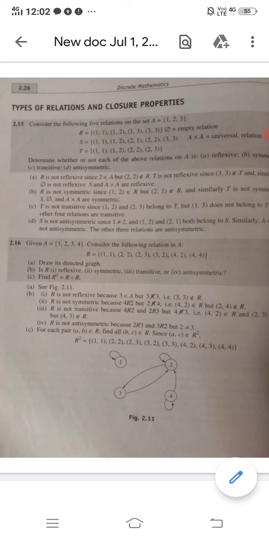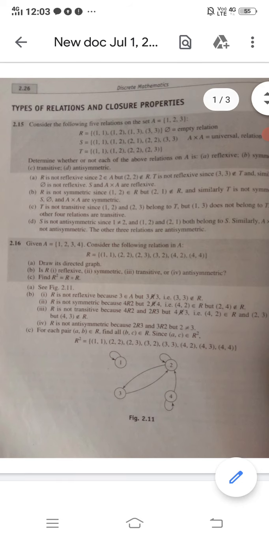Relation T, let's check T. (1,2) is here, but (2,1) is not here, so T is not symmetric. So S is reflexive and symmetric both. Empty is not reflexive, it is symmetric only. Okay, universal is also symmetric because it has all the relations.